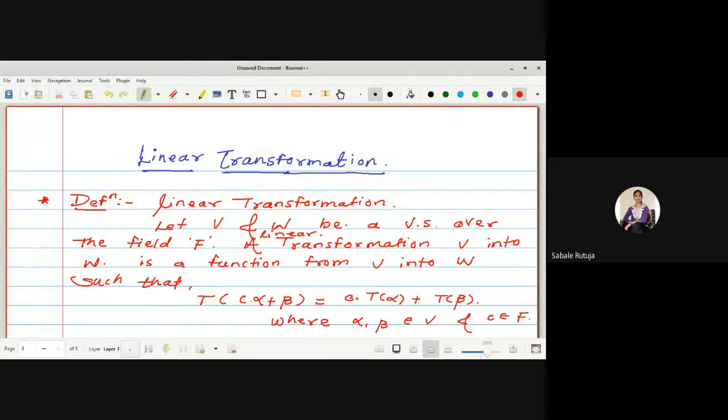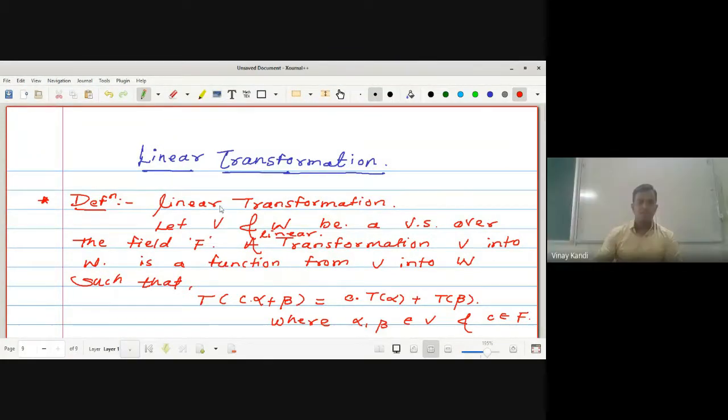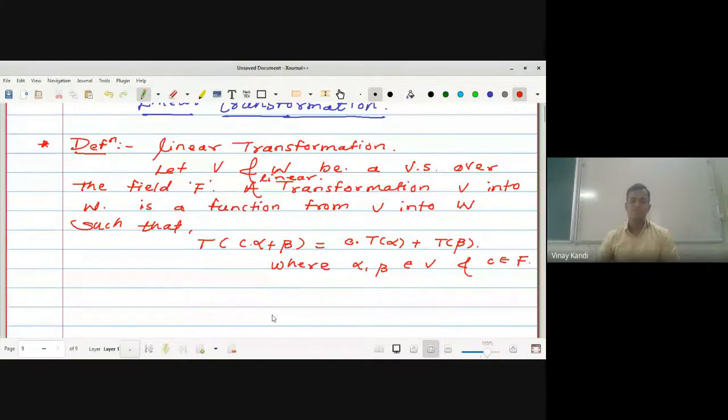Let V and W be vector spaces over the field F. A linear transformation V into W is a function from V into W such that T of c into alpha plus beta is equal to c into T of alpha plus T of beta. Okay, there is no need to take two scalars here, c into alpha plus d into beta. It is sufficient to take only one scalar, c into alpha plus beta. So this is the definition of linear transformation.